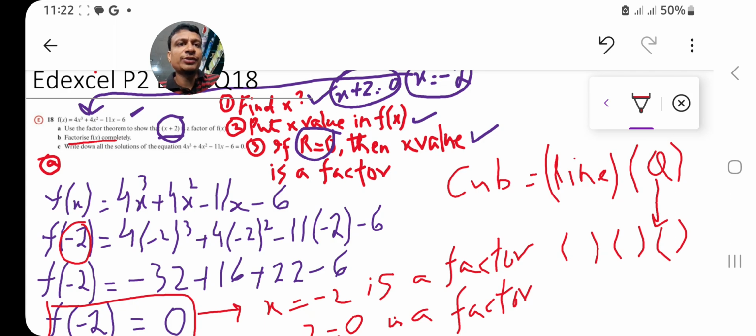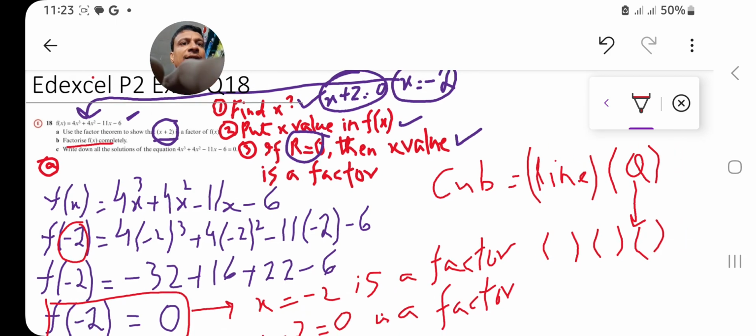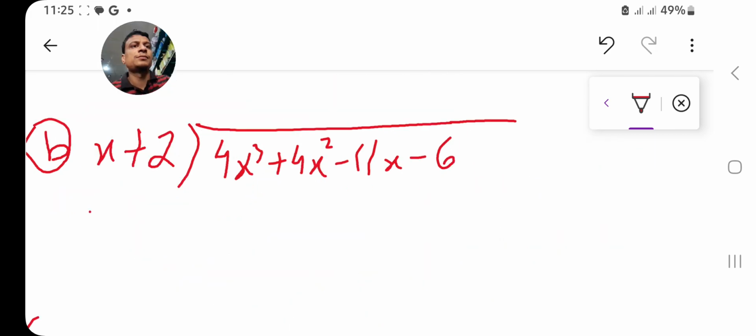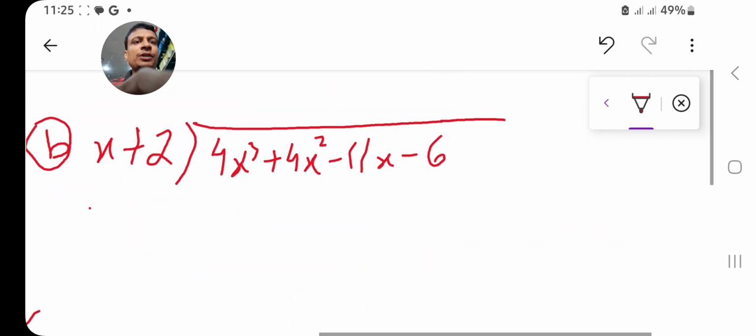Okay, so first of all we will make long division. We already have the linear factor, that is x plus 2, and after division we will get a quadratic equation. We will solve the quadratic using the quadratic formula or direct factorization. We will get 3 linear brackets. So this is how we factorize completely. Quickly I am doing the long division because for factorization we need to split this cubic equation into one linear and one quadratic.